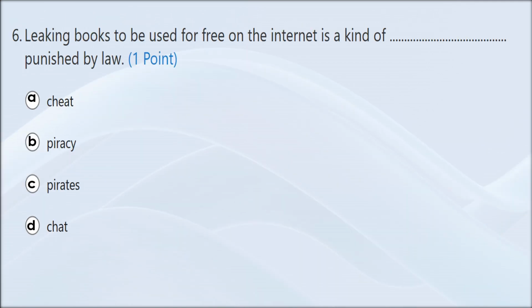Number 6. Leaking books to be used for free on the internet is a kind of space punished by law. So it's a kind of cheat, piracy, pirates, chat. Think of the right word and choose it. Write it whether in your notebook or on a piece of paper or in the comments.